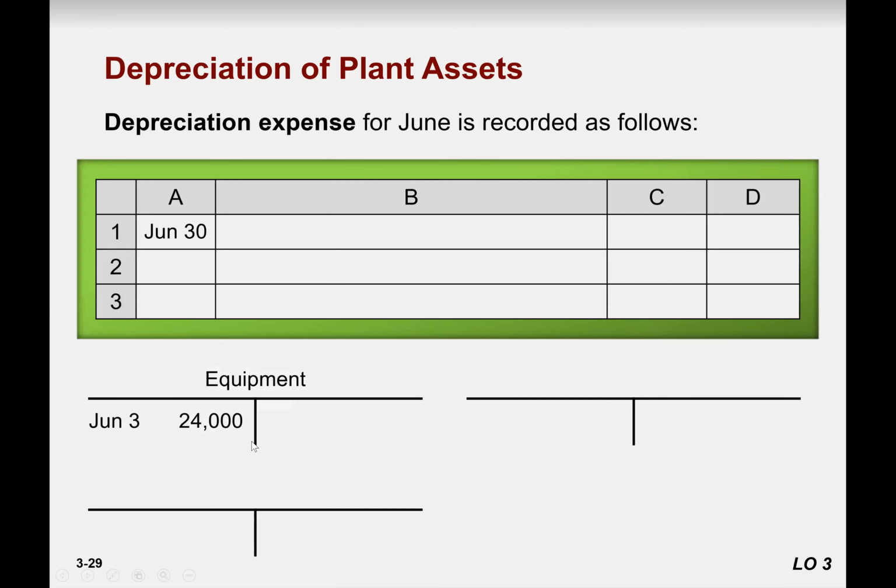And now, what is the depreciation of June? It means per month depreciation is 400, right? When per month depreciation is 400, then what is the entry? Expense increase, debit. The depreciation expense to the contra account for depreciation, which is accumulated depreciation.